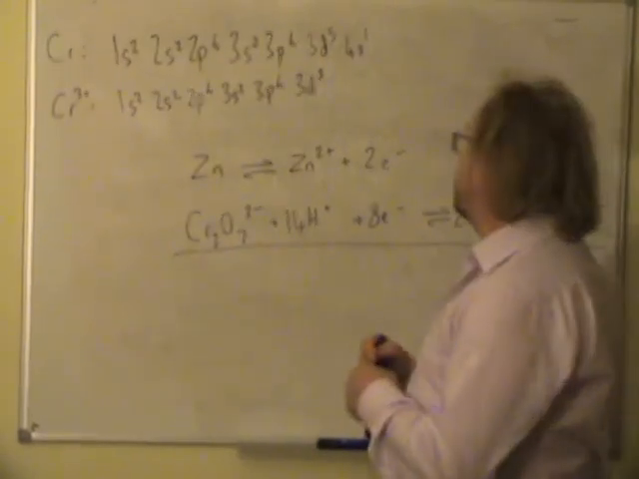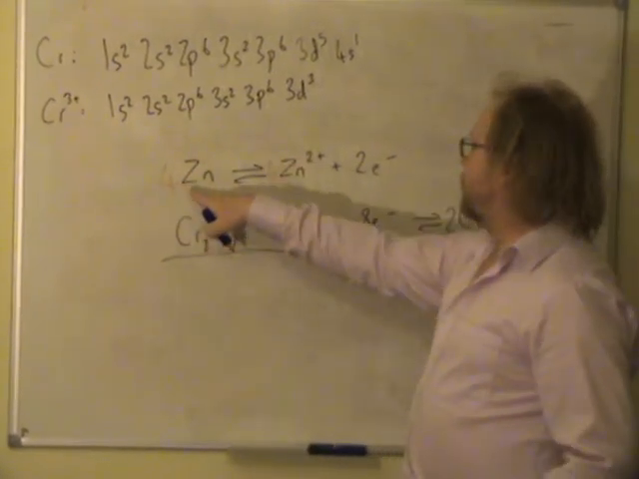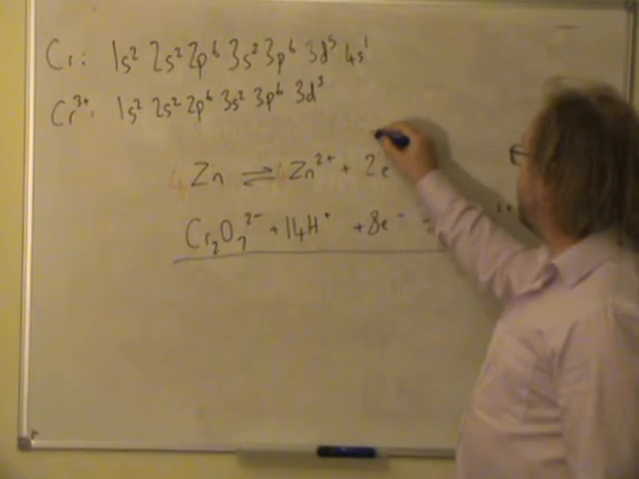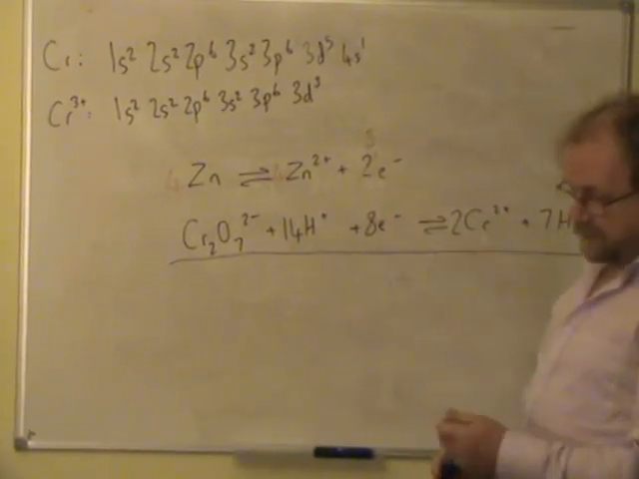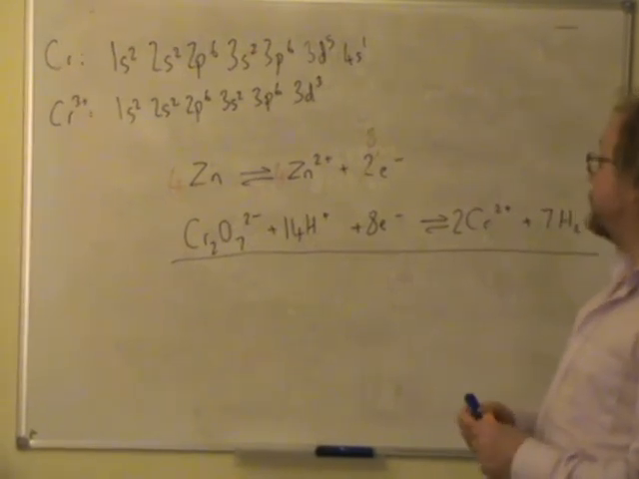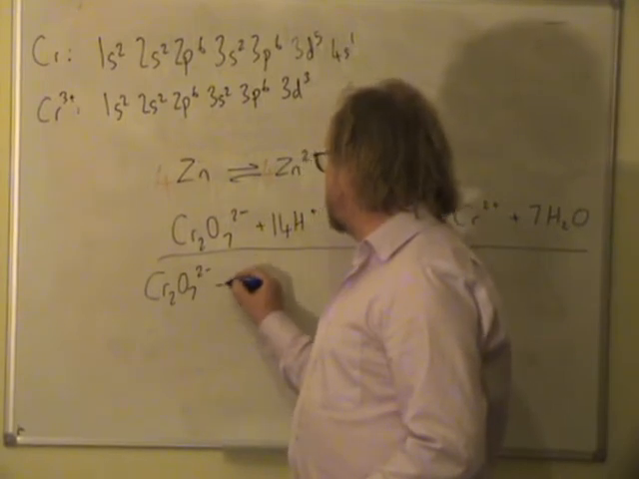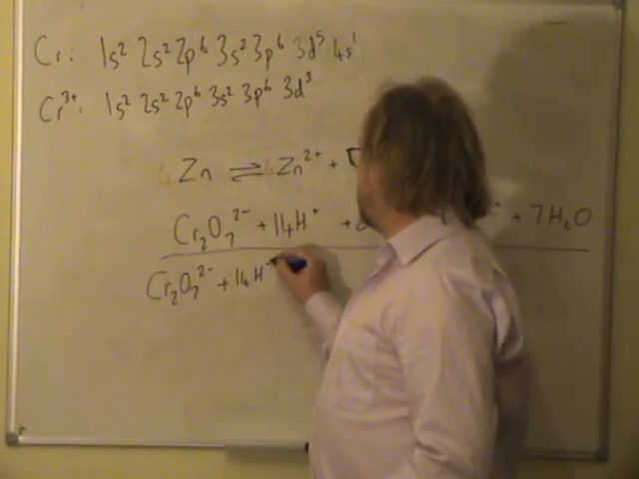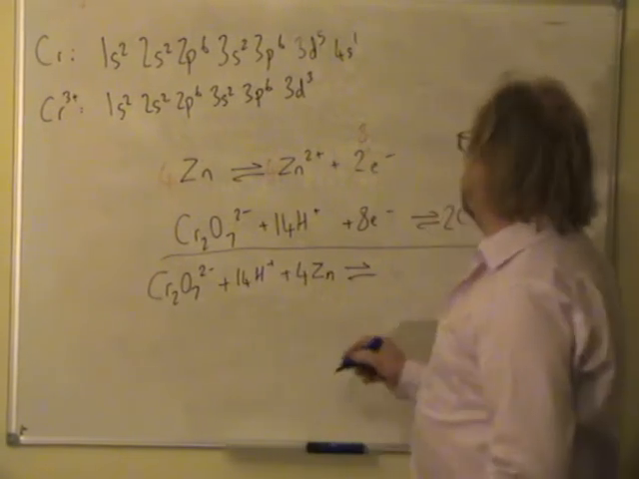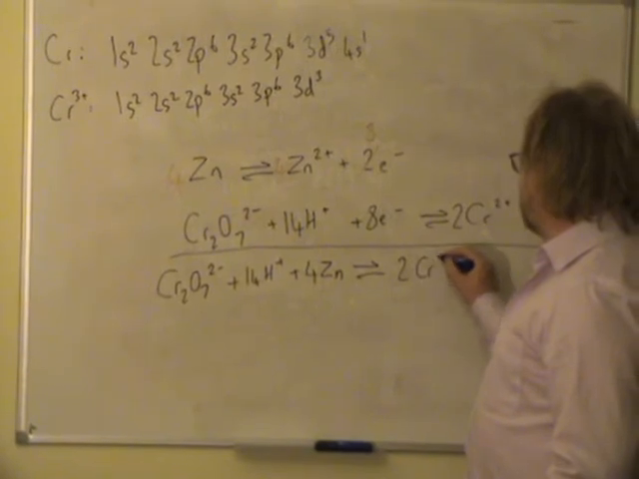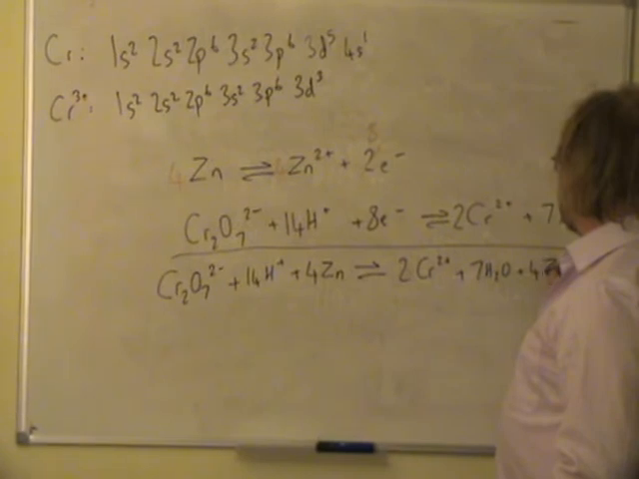If you multiply the top equation by 4, you get 4Zn2+ from 4 zincs, but you then get 8 electrons as well, and that will cancel out the 8 electrons there. And then you simply add everything together. So you get Cr2O7 2-, plus 14H+, plus 4Zn, going to 2Cr2+, plus 7 waters, plus 4Zn2+.